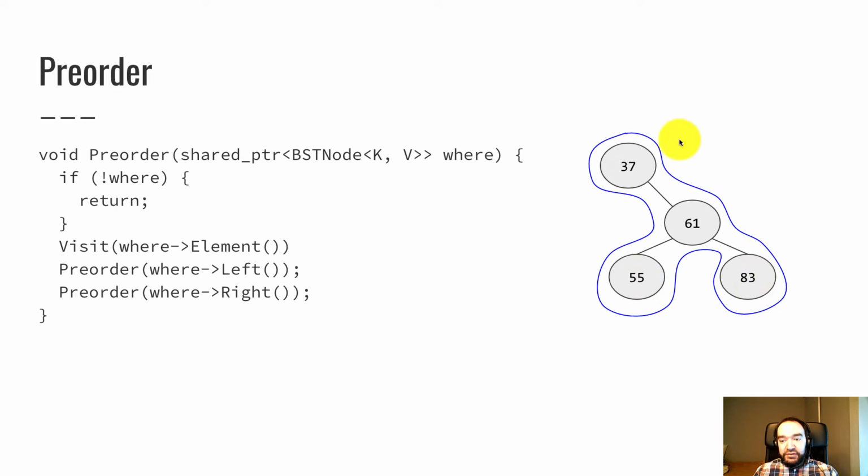And maybe this is surprising, maybe not, that corresponds exactly to the ordering of the preorder traversal we get from the Euler tour. If we follow the tour here, we get 37, 61, 55, and then 83. It's the same sequence.